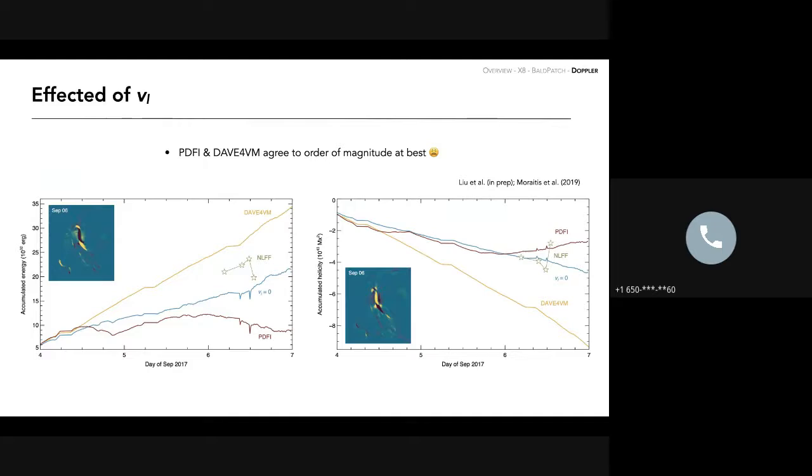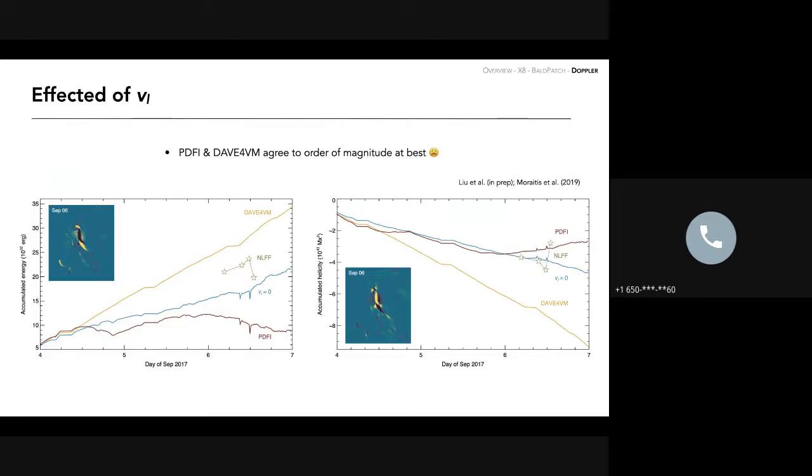DAVE4VM does not use the constraint of the Doppler velocity. That is the main difference between DAVE4VM and PDFI. Now if you look at the evolution over 3 days, because of the contribution of the Doppler velocity, the 2 methods give you a very different estimate of the accumulated energy. And the same goes with the helicity flux on the right. DAVE4VM and PDFI give you very different results.